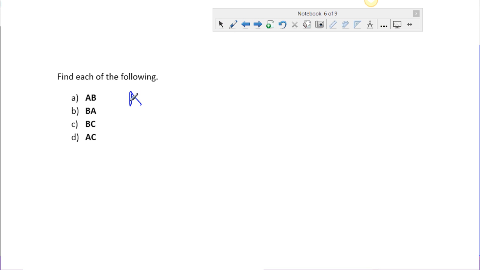So D is asking us to multiply the matrix A to the matrix C. Well, the matrix A is a 2 by 3. Matrix C is a 2 by 2. We actually can't do this. This is not defined.